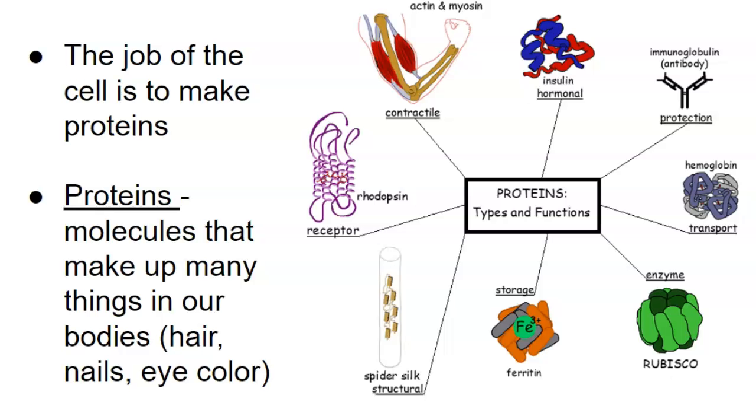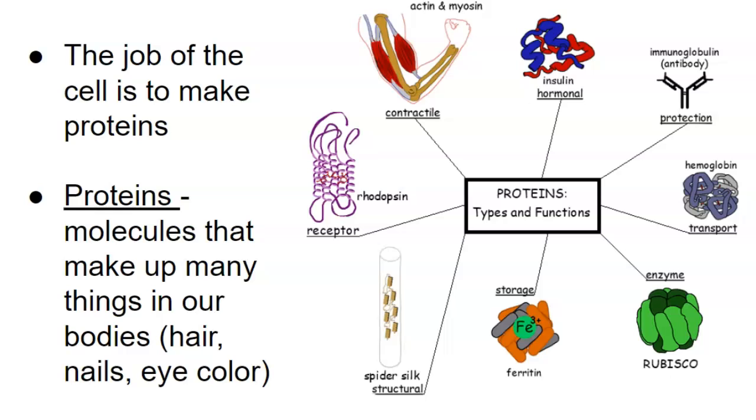All right. Go ahead and write this down. So the job of the cell is to make proteins. That's its whole job. It doesn't matter if it's a muscle cell or a heart cell or any kind of cell. It's going to make proteins. Okay. So go ahead and make sure you write down what a protein is then.